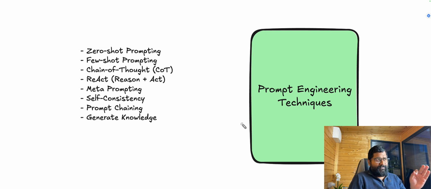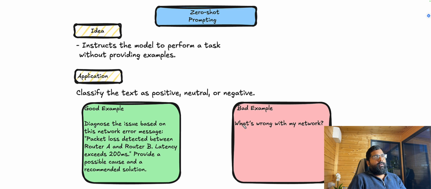So for this video, I'll start with zero shot prompting, and then I'll close the video and we'll go to something else. Zero shot prompting instructs the model to perform a task without providing any examples. That's about it. You just ask it in one sentence or one question to do this.